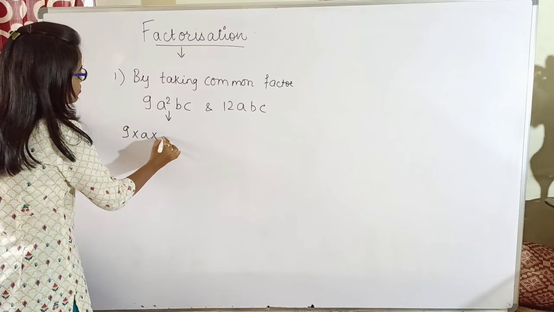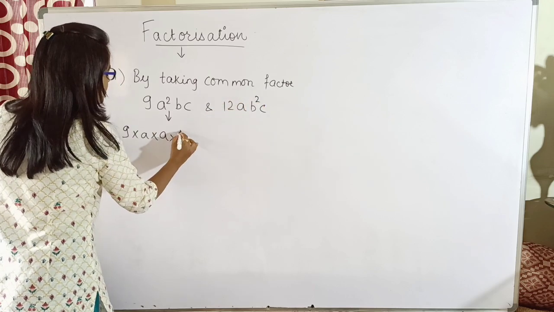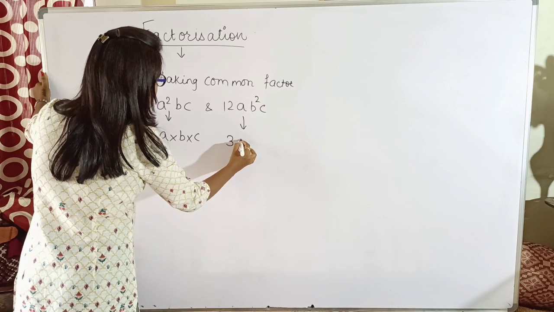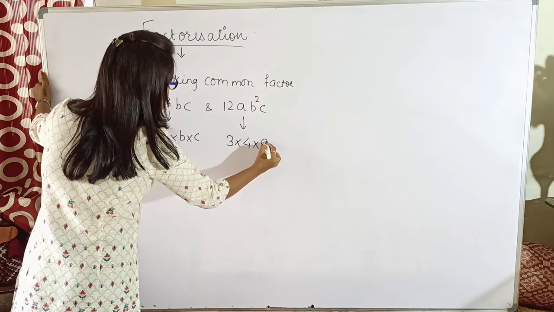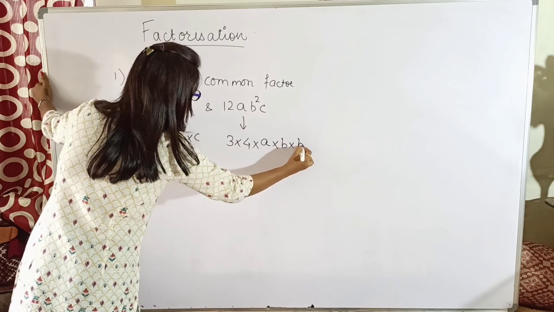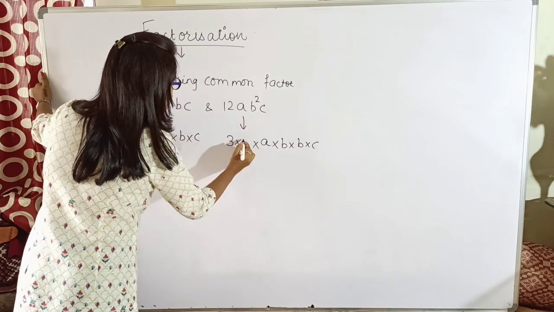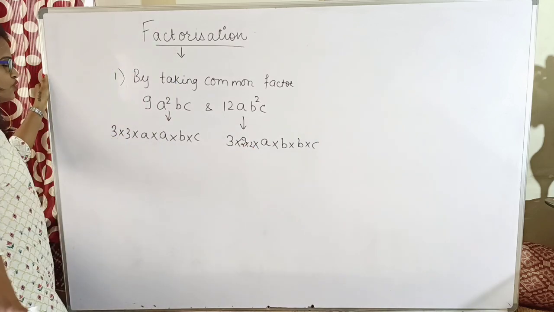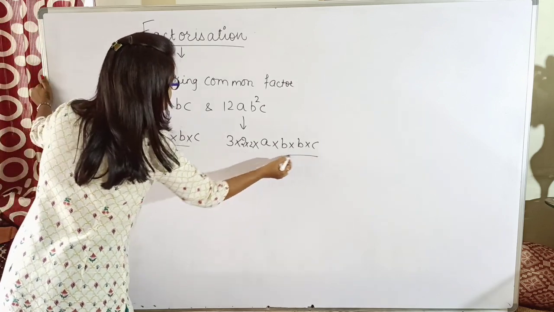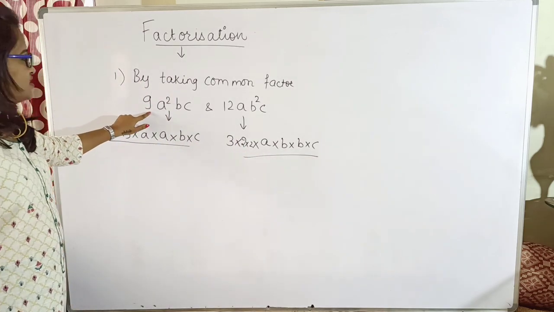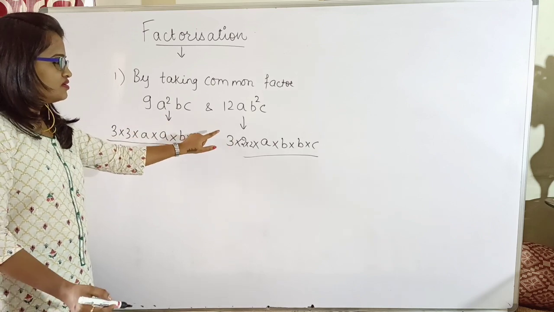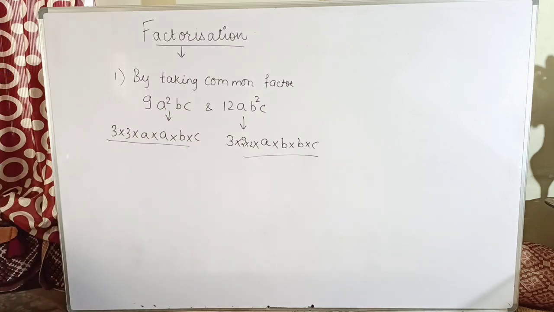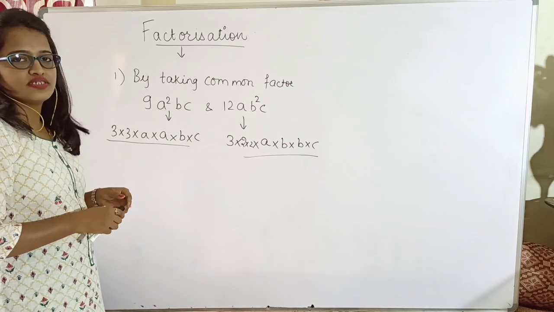Now if I write it in the expanded form, how could it be written? 9 into a into a into b into c. And how could this be written? It could be written as 3 into 4 into a into b into b and c. Even this 4 could be written as 2 into 2, and this 9 could be written as 3 into 3. Okay, now these are the expanded forms of the given terms 9a square bc and 12ab square c.